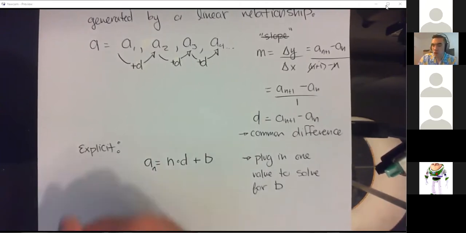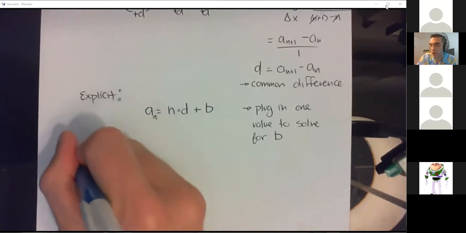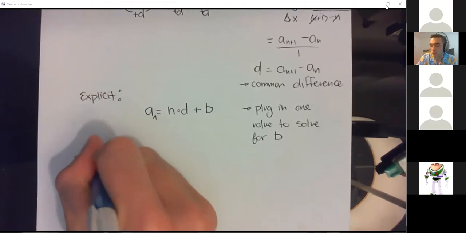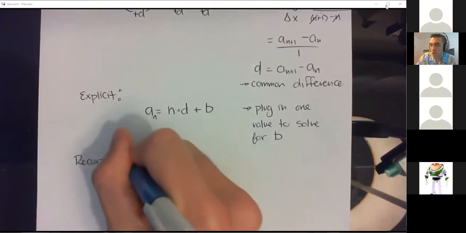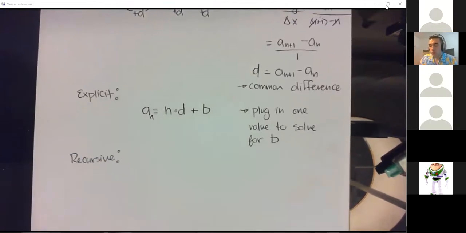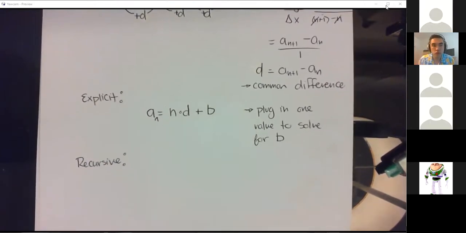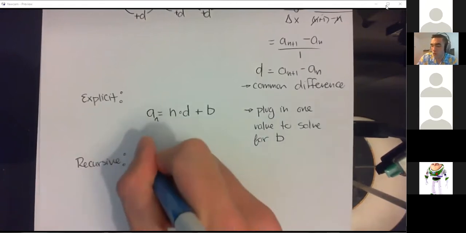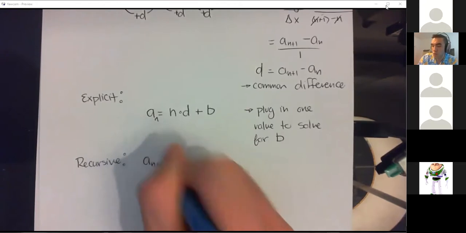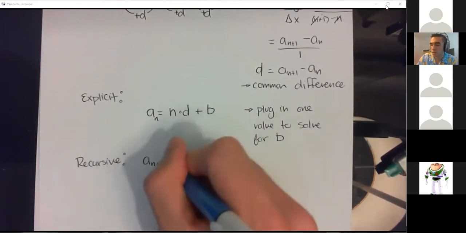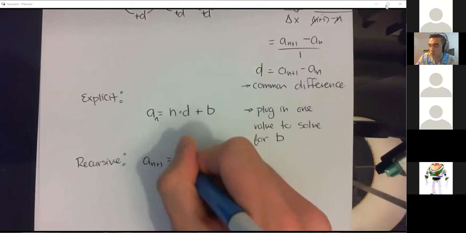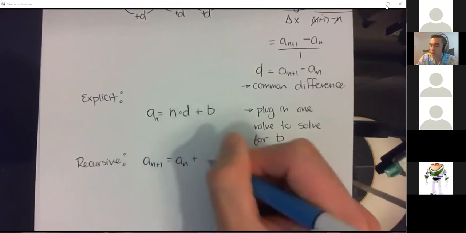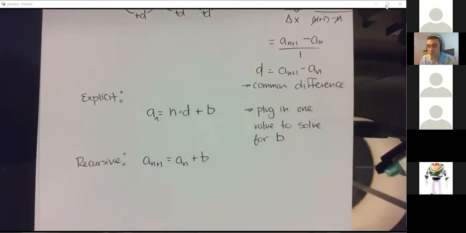Okay, anyway, and then the recursive formula that we have for our arithmetic sequence is also pretty straightforward. The recursive formula for this arithmetic sequence is generated by the fact that we're adding the exact same number every single time, one after the other. So our recursive formula is a sub n plus 1. To get the next number in a sequence, you take the previous term, a sub n, and to that you add the common difference d.